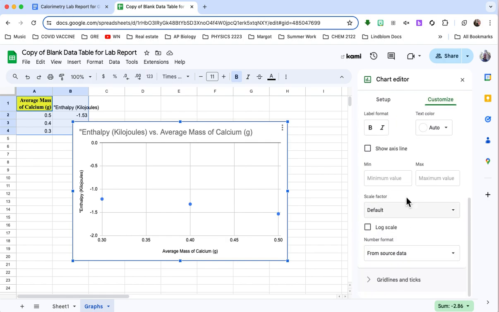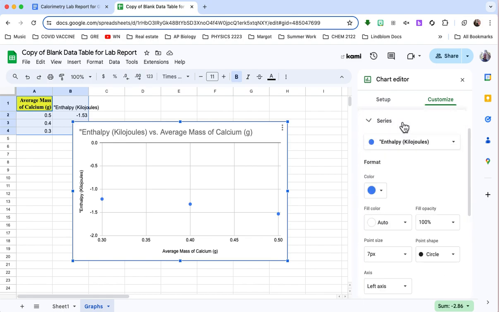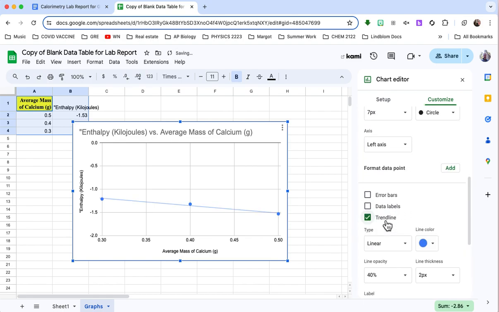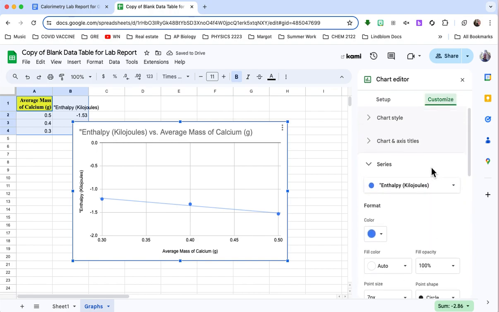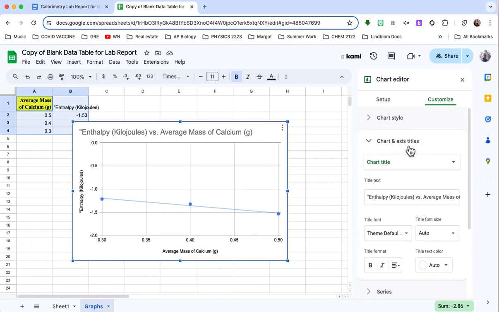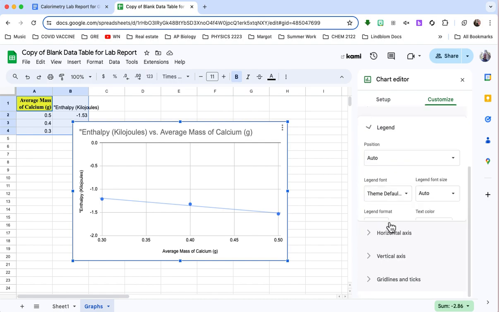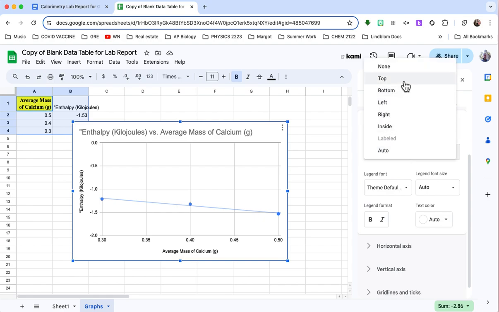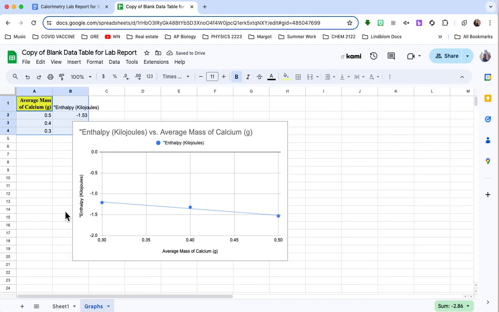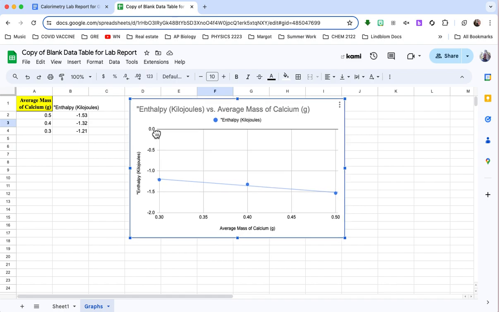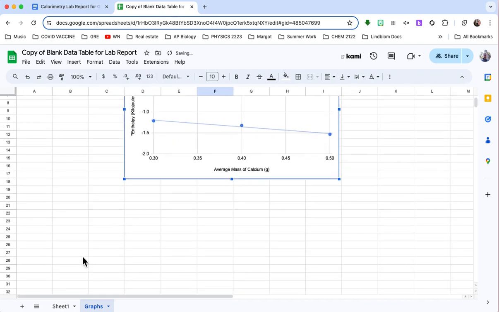Axis. I'm going to kind of poke around until I find it. I think it's under series, trend line. Okay. Oops. Legend. Okay, top. That adds a key. And then I'm finished with that graph. Okay. Kind of move that over here, and then I can get started on my next graph.